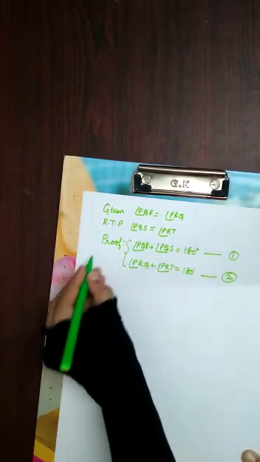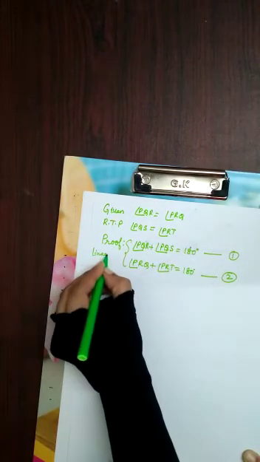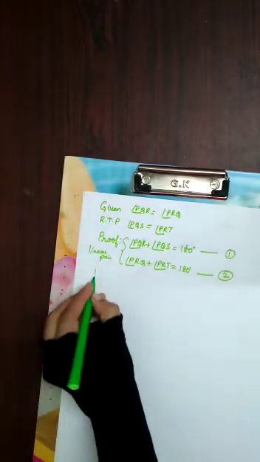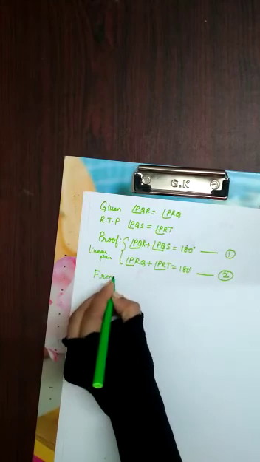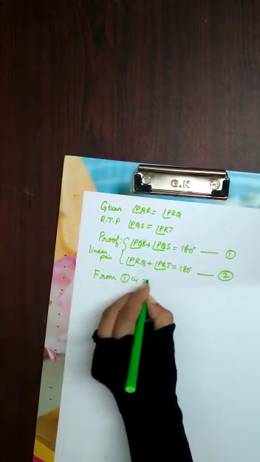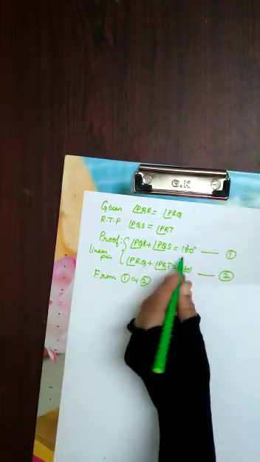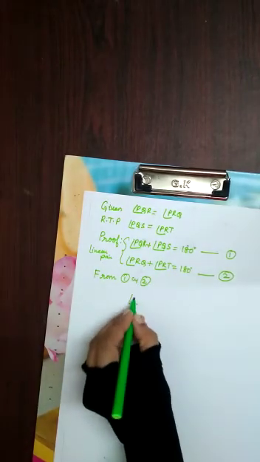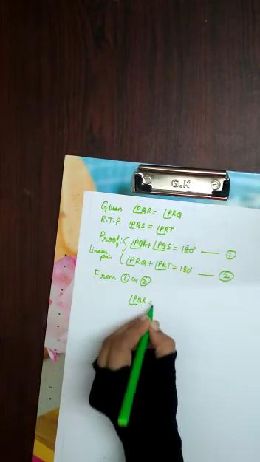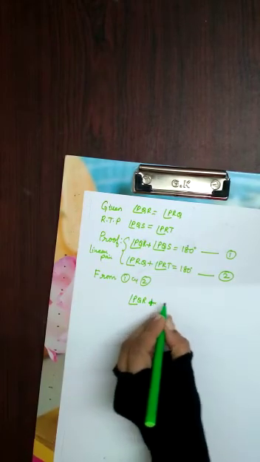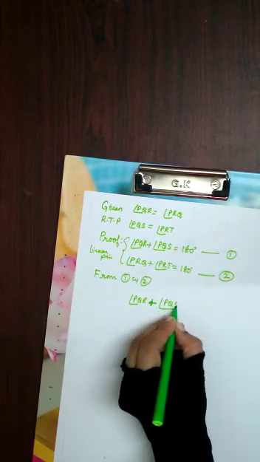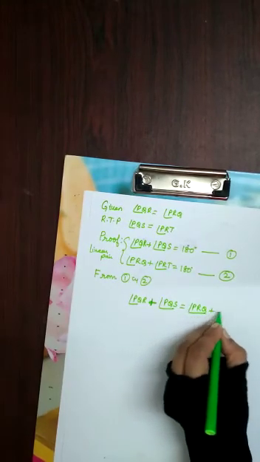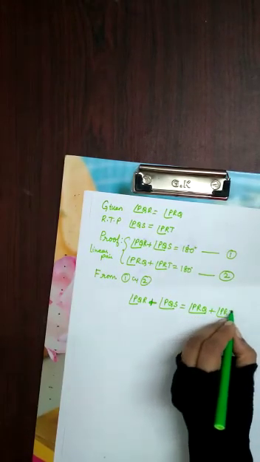Why are we saying them as 180 degrees? Because they form a linear pair. Okay children? So now from 1 and 2, if you observe the right hand sides, 180 and 180 are same. So I will equate both of them. Angle PQR plus angle PQS is equal to angle PRQ plus angle PRT.